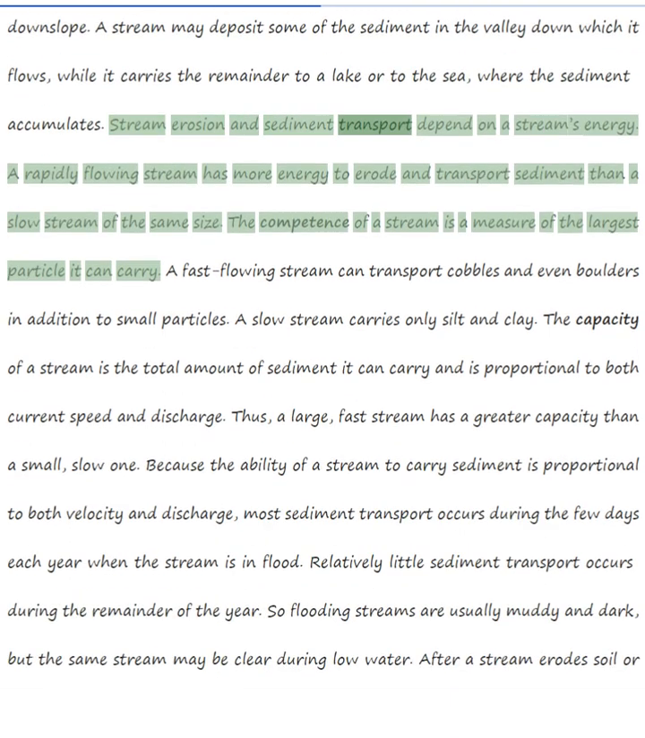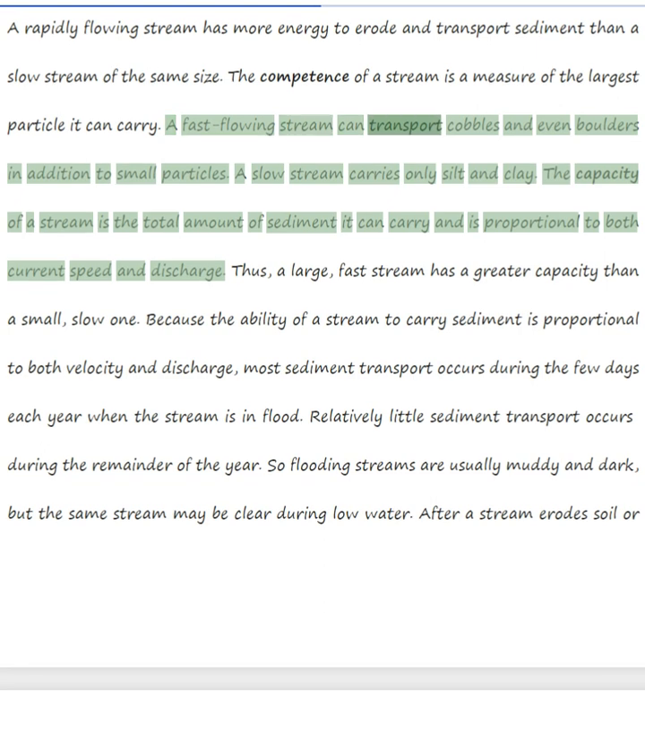Stream erosion and sediment transport depend on a stream's energy. A rapidly flowing stream has more energy to erode and transport sediment than a slow stream of the same size. The competence of a stream is a measure of the largest particle it can carry. A fast-flowing stream can transport cobbles and even boulders in addition to small particles. A slow stream carries only silt and clay.